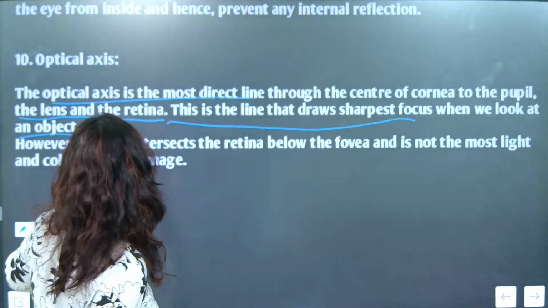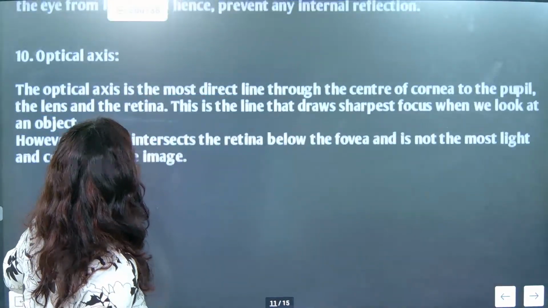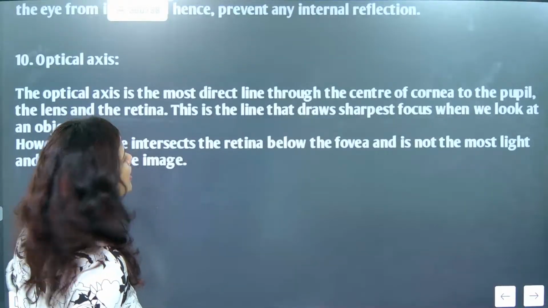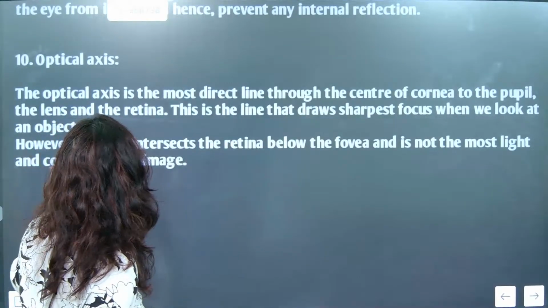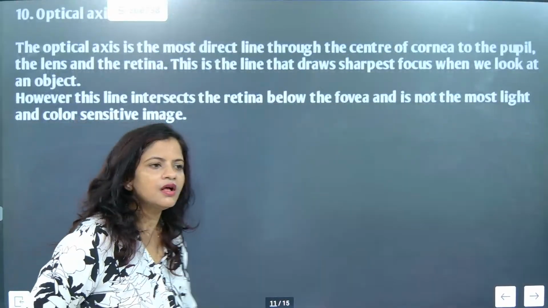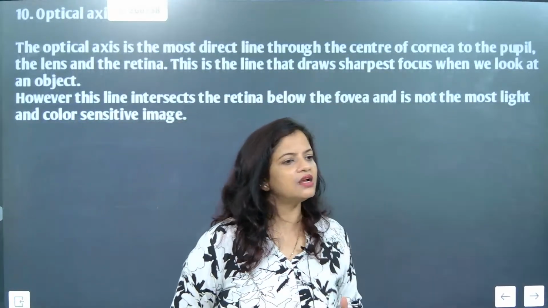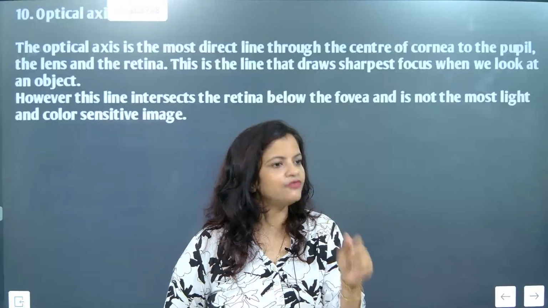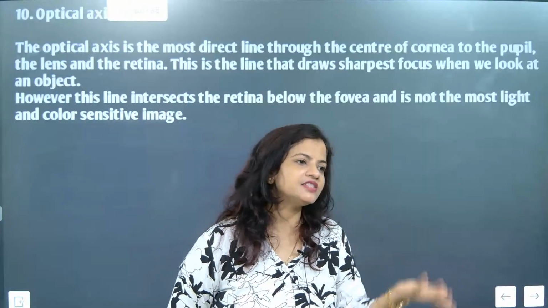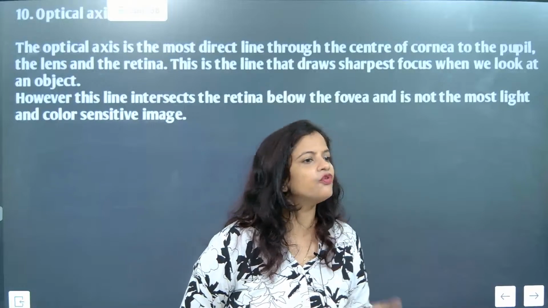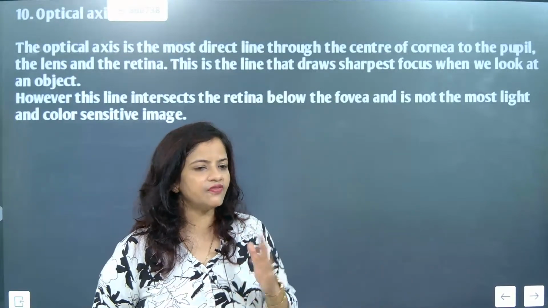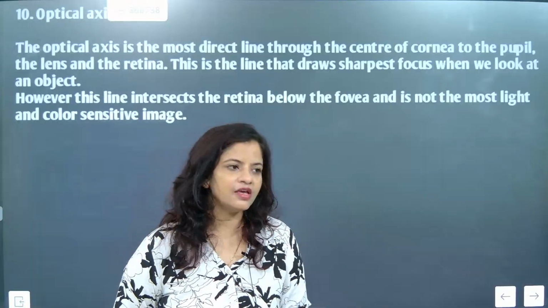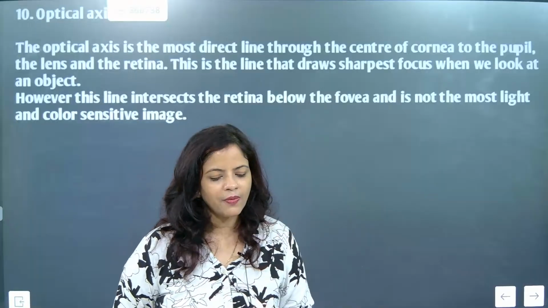Come on, we will do one small one. However, this line intersects the retina below the fovea, and it is not the most light and color sensitive image. Understood? That will not be the most light and color sensitive, because we learned that whenever light falls on the fovea, it gives the light sensitive image. But this optical axis is not giving the light sensitive image. Not a clear part. Okay, I hope everybody understood.